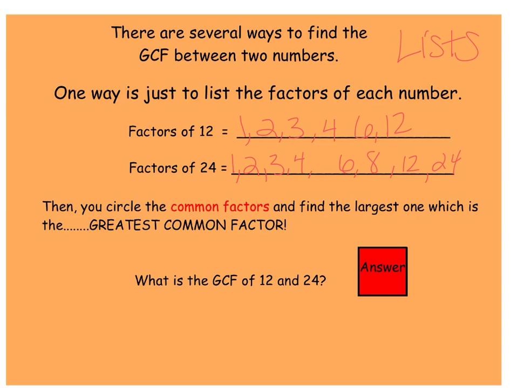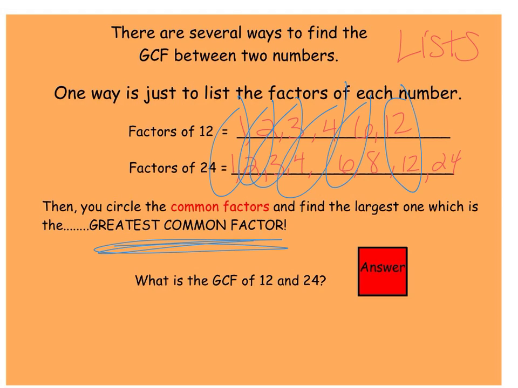Now, after I list the numbers, I circle my common factors. So both lists have a 1, both lists have a 2, both lists have a 3, both lists have a 4, both lists have a 6, and both lists have a 12. Those are their common factors: 1, 2, 3, 4, 6, and 12.